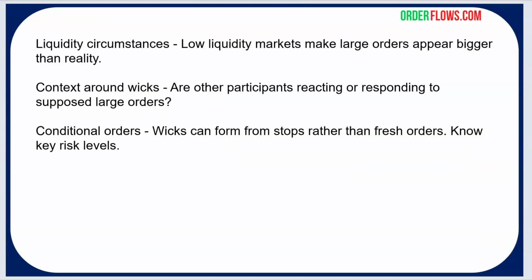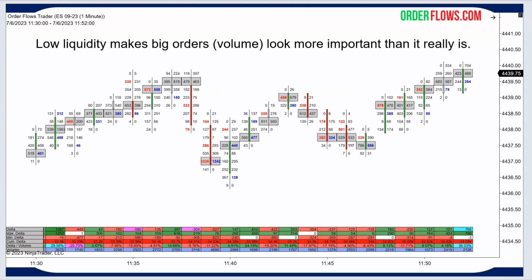Now, liquidity circumstances. Low liquidity markets make large orders appear bigger than reality. And to put it in context, we'll put it around the wicks of the candles, right? Are other participants reacting or responding to the supposed large orders or conditional orders? Wicks can form from stops rather than fresh orders. No key risk levels, right? No areas where people might have stops. Because if you get these long wicks in an area where people have stops, it could be the result of stops, okay?